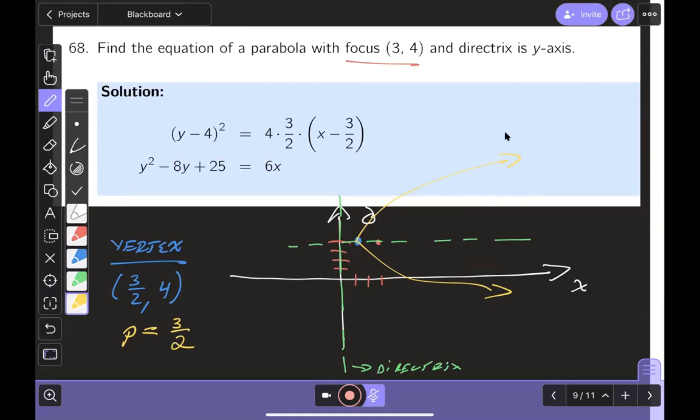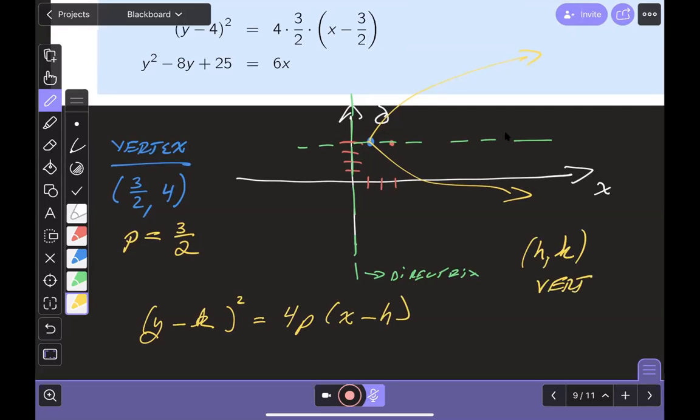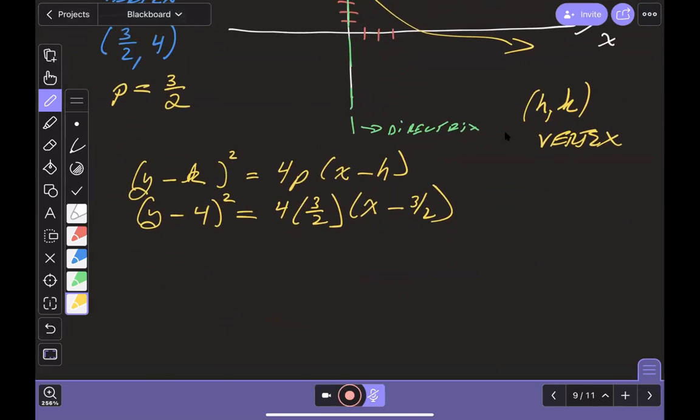So I'm ready to write it down. And what's it going to be? Let me write it down for you. So it's going to be y minus k squared equals 4p times x minus h, with the understanding that (h, k) is the vertex. Let's write this down. So y minus 4, we'll look at the p later, squared equals 4p times x minus 3/2. Let me just clean it up a little tiny bit. And sometimes I don't want to clean it up. You could leave that. It's a good answer. I do want to clean it up.